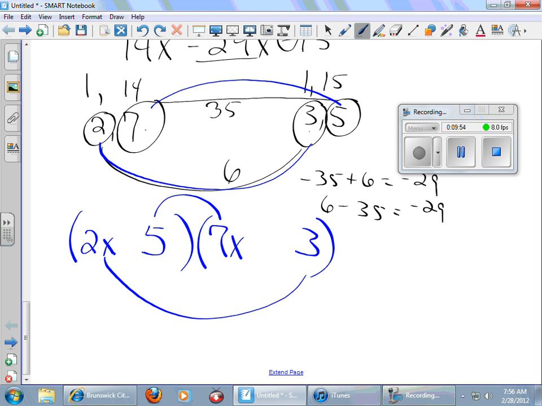Now I have to look. Do I want the 6 to be positive, the 2 times 3x, the 2x times 3? Or do I want the 35 to be positive, 5 times 7x? Well, it looks like the 35 here is negative. So I'll make the 5 negative and the 3 positive, and there we go. I have factored.